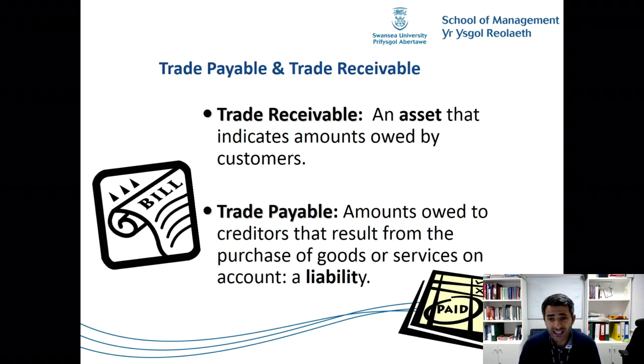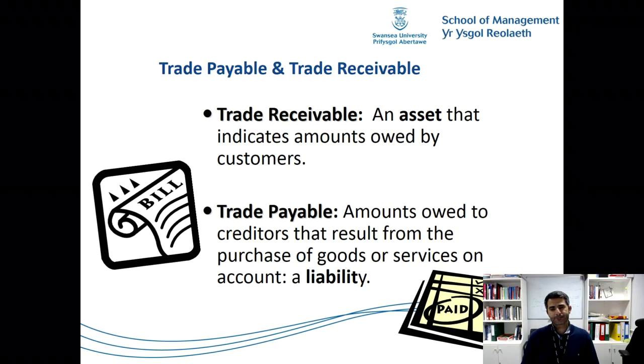So now, as I did say, we have two terms here. These are important terms, and a lot of students got confused about them. But remember, what is the difference between trade receivable and trade payable? Trade receivable is an asset that indicates the amount owed by a customer. What does that mean, right? One example.